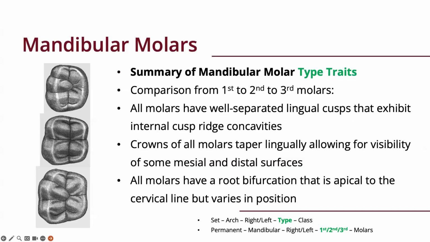All molars have well-separated lingual cusps that exhibit internal cusp ridge concavities. The crowns of all molars taper lingually, allowing for visibility of some mesial and distal surfaces. And all molars have a root bifurcation that is apical to the cervical line, but varies in position.